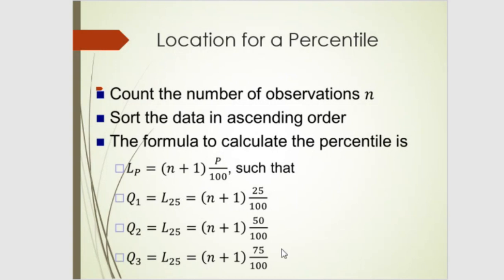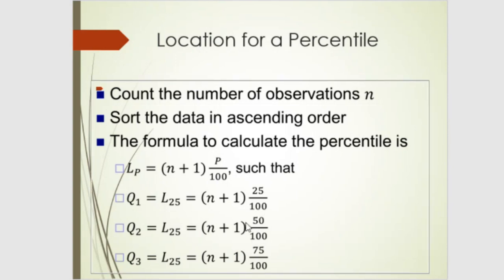All right. So don't forget to correct the formula for Q2 and Q3 there, that it's not L25. Q2 is L50 and Q3 is L75, as you can see on the formula there. I'm trying to see if I can edit this slide, but you have it on your guide, please.